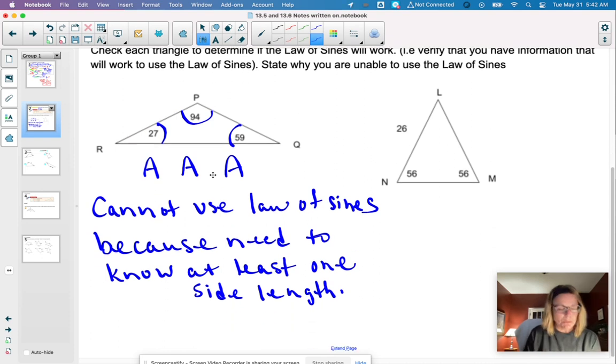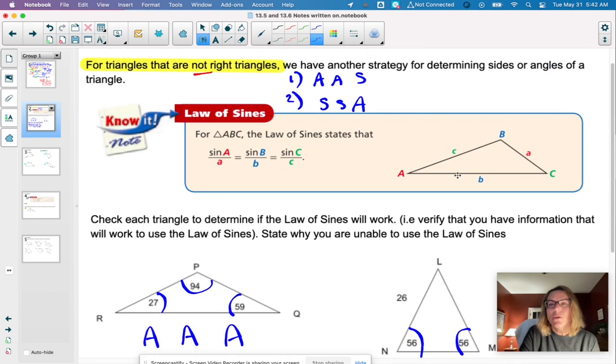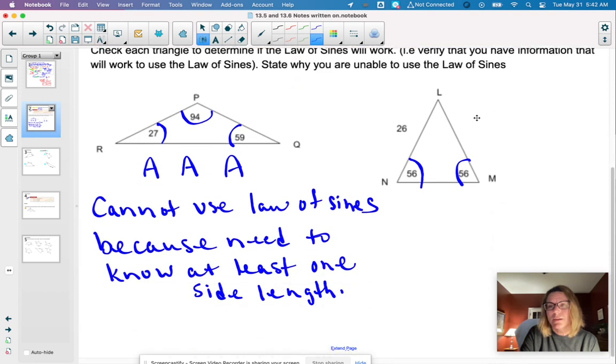Let's go over to this example. All right, so on this example, we have a side, we have an angle, we have an angle. So let's see. There we go. It satisfies option number one, angle, angle, side. So we have enough information to go off of to finish finding the other angles and sides. So again, I'm going to label this little n, label this little l, and label this little m.